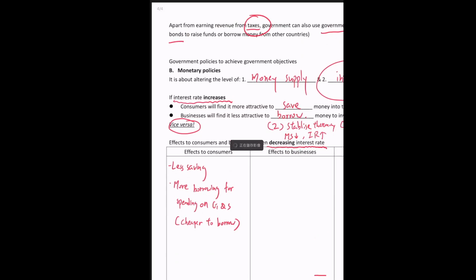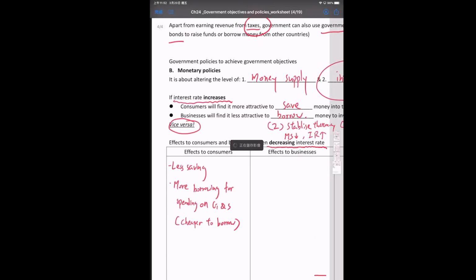Yeah, there will be more borrowing for investment because now it's cheaper to borrow. They borrow more, so there'll be more investment. You can see investment will go up.